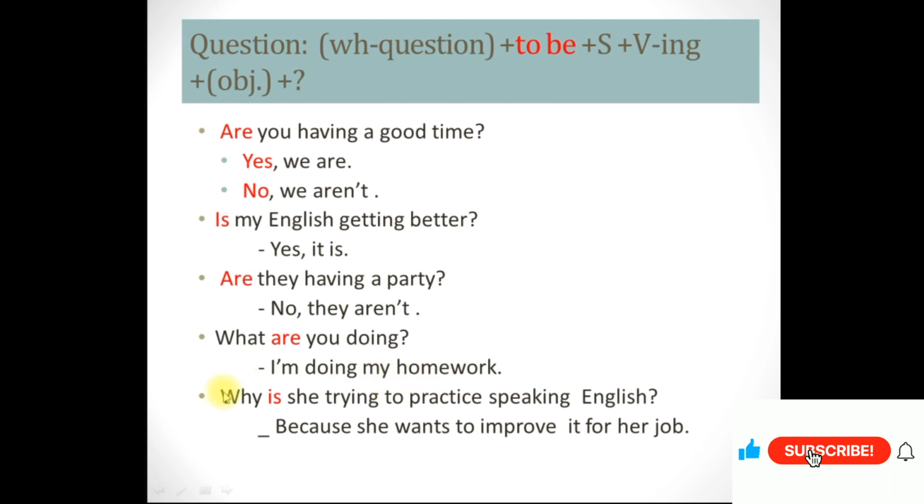And the last of the question form is: why is she trying to practice speaking English? Here "is" is the verb to be, "she" is the subject, and "trying" is the verb-ing, with a question mark at the end. When we ask a why question, we have to answer with "because", for example: because she wants to improve it for her job.